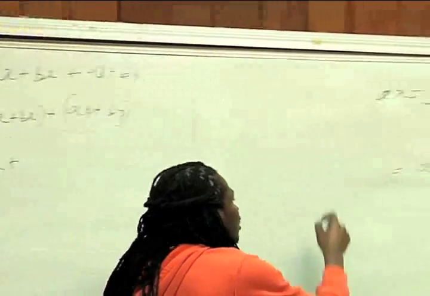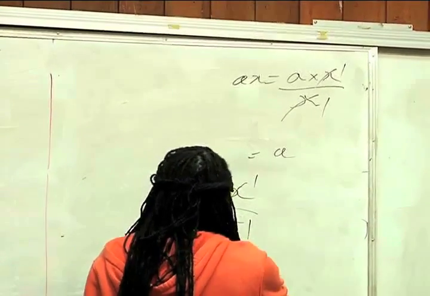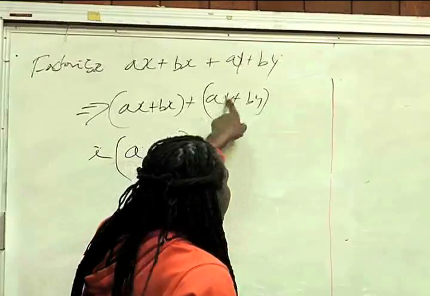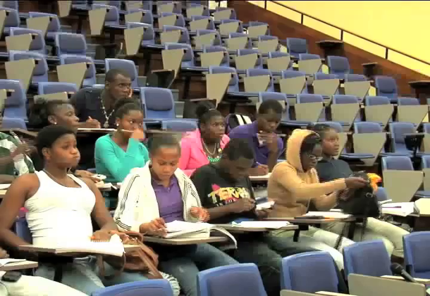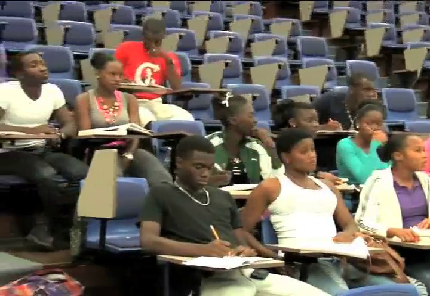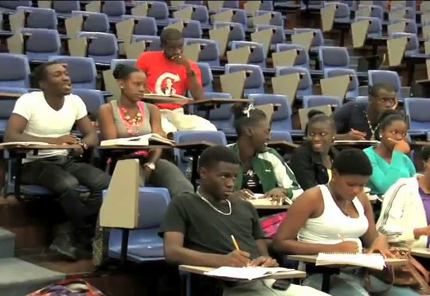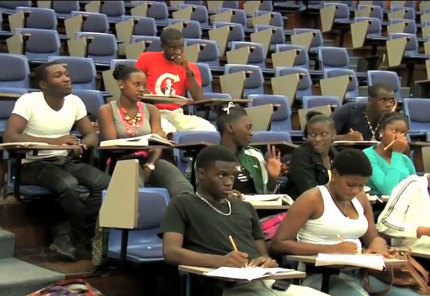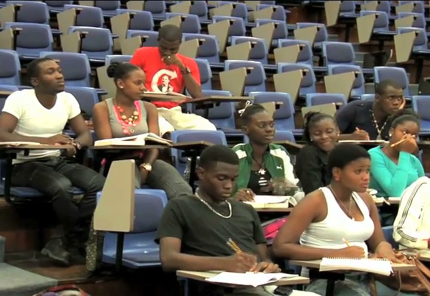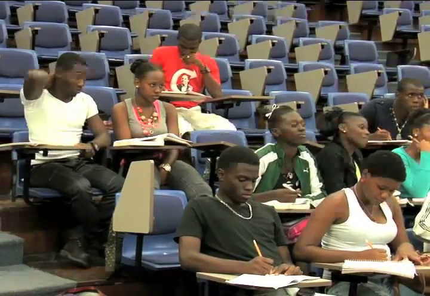Plus b times x over x, that gives b. What is common? What number is common? No. What letter is common? y. What kind of y? a1. Plus y, just y. Do the same thing? When you look, yes, this and this are the same.